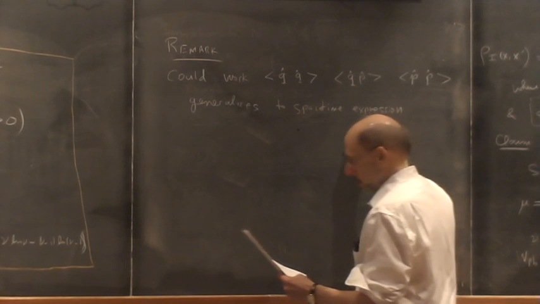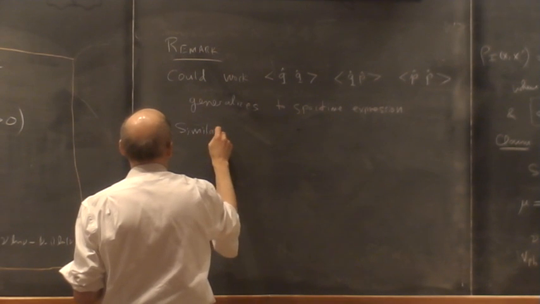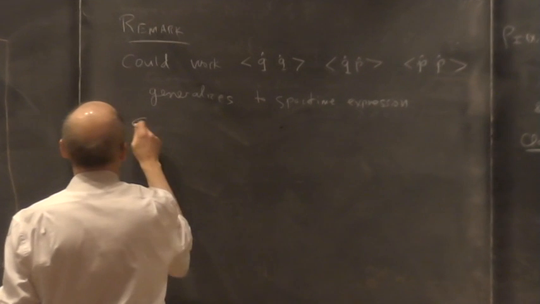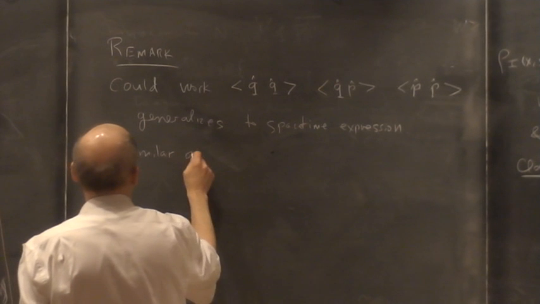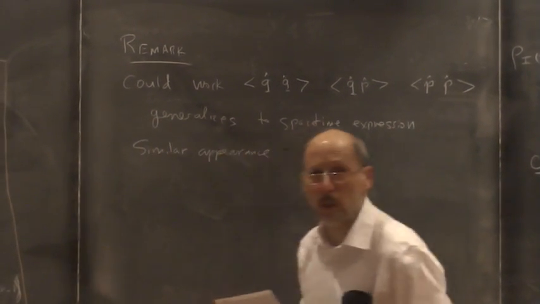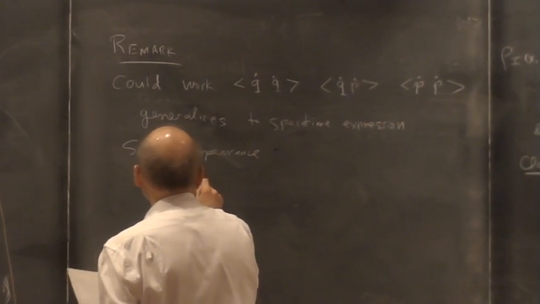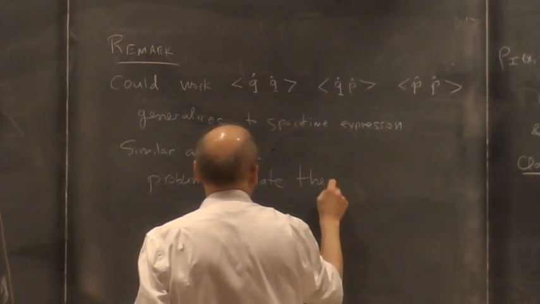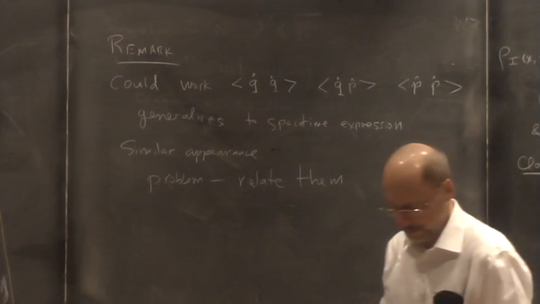If you go and look at the formulas in either of those two papers, you'll see that the formula I just gave you has an extremely similar appearance to the one that you find in that paper. And it would be a nice problem to relate them. They must be, in the end, really equivalent. So it must be possible to get the one derivation from the other. That would make a nice problem.